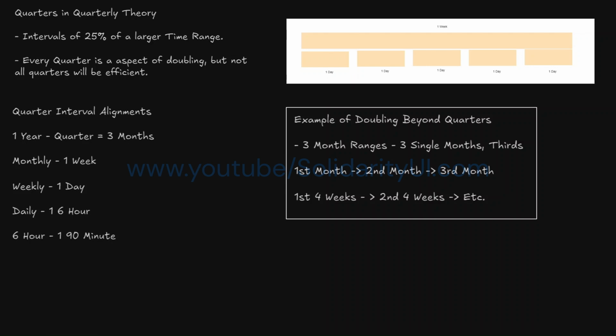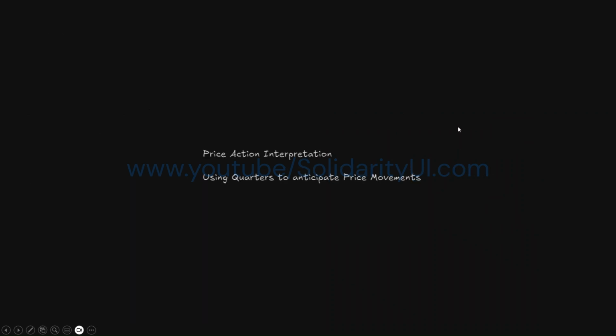There's no efficient way to do it so that you can get consistent quarters, consistent 25% ranges of a 3 month large range. But it does consist of 3 individual months, which you can break down into 3 separate ranges, creating thirds. The first month, second month, third month, and then the first 4 weeks, second 4 weeks, etc. And we're just gonna leave it at that. But otherwise, apart from taking it as an example, ignore this completely. Do not try to get into thirds.